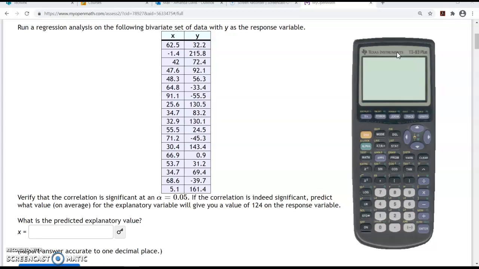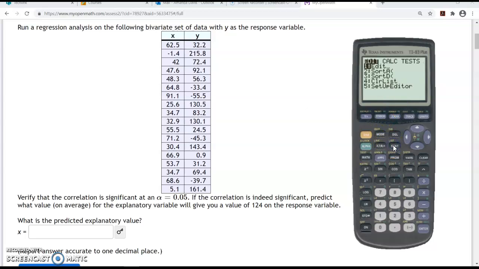So the first thing you want to do here, the question is, predict the value for the explanatory variable, the x, that will give you a value of 124 on the response variable, or the y. So what that's saying is, when y is 124, what is our x value? What can we predict using our linear model here?